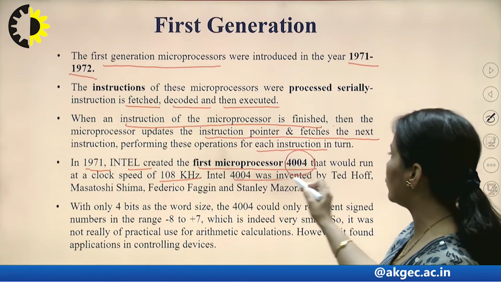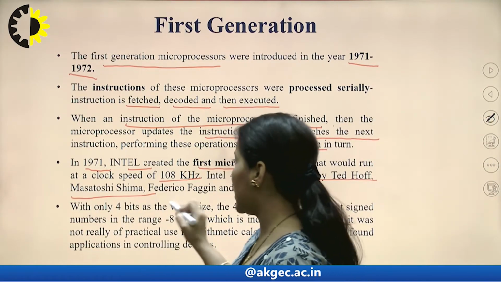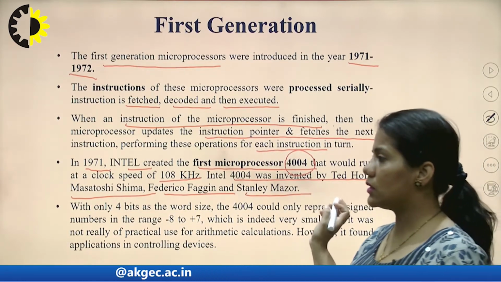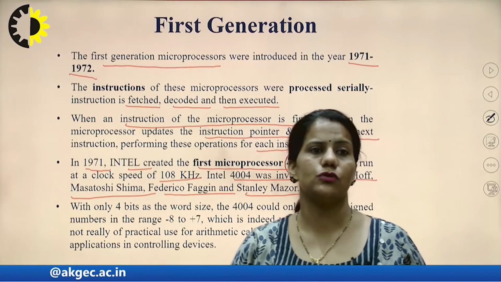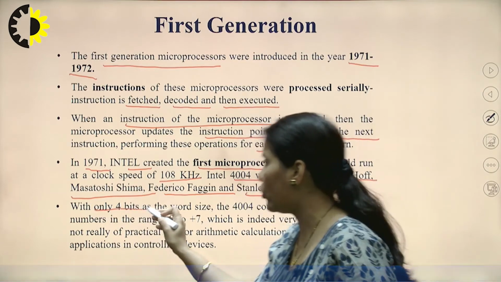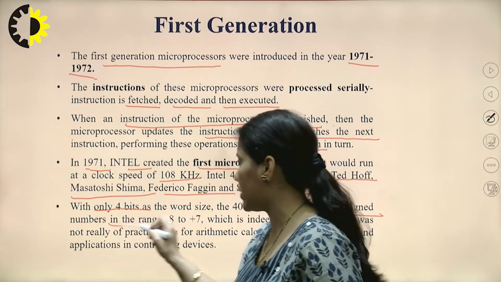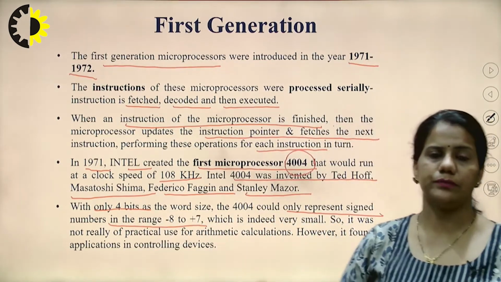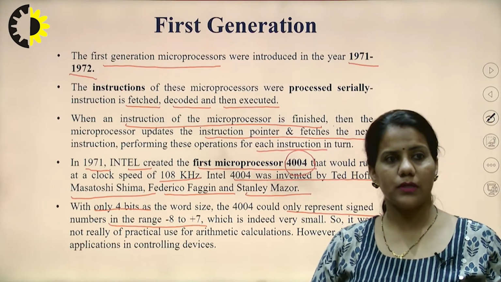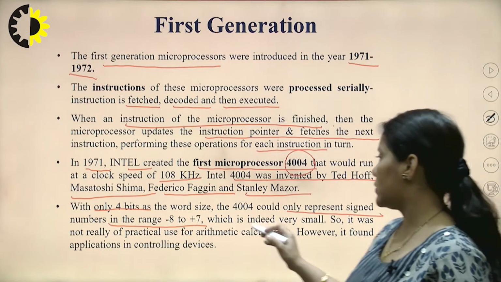Intel 4004 was invented by Ted Hoff, Masatoshi Shima, Federico Faggin and Stanley Mazor. These were the inventors behind the 4004, and it was a 4-bit microprocessor. With only 4 bits as the word size, it could only represent signed numbers in the range -8 to +7. So with 4 bits, we can represent only -8 to +7. This range is indeed very small.